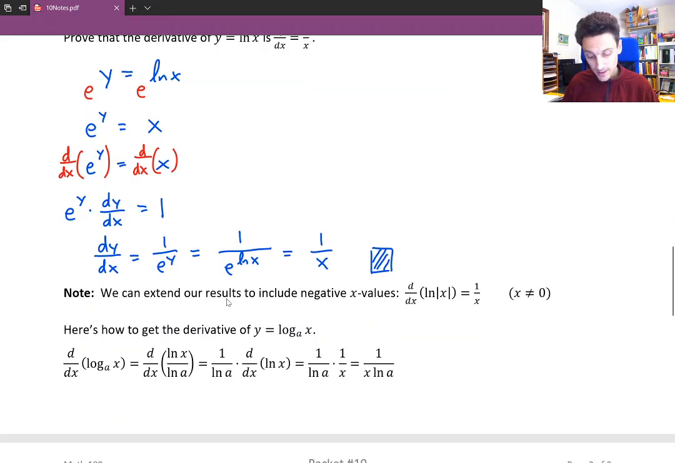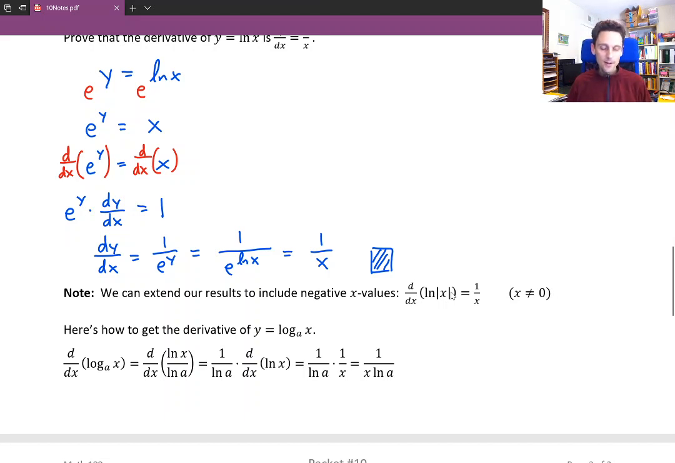We can extend our result, it turns out, to include negative x values. So in general, the derivative of ln of the absolute value of x is also equal to 1 over x, for x not equal to 0, of course. X equal to 0 would make ln undefined, and it would put 1 over 0, which would be all bad. So this is true as long as x is not equal to 0. This handles both positive and negative x values. It extends the domain of the logarithm so that it could take positive or negative values. That's because we put these absolute value bars in here, which makes the input always positive.